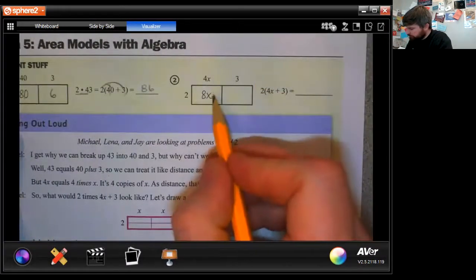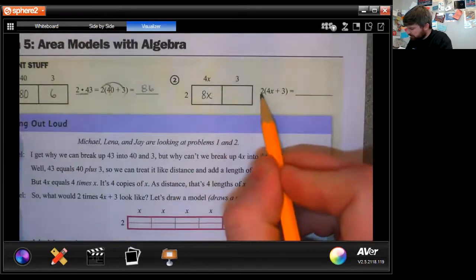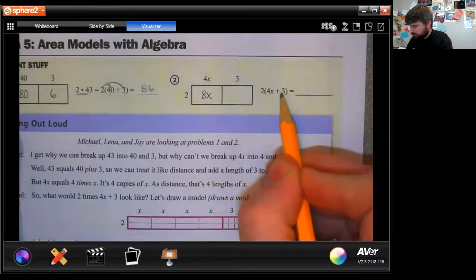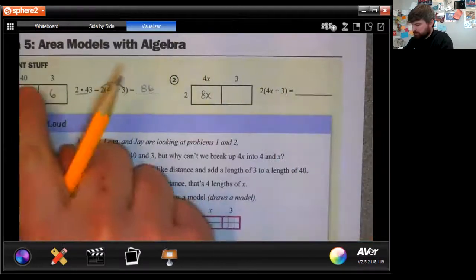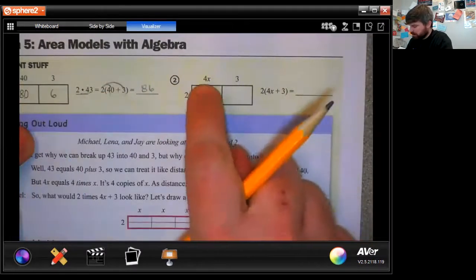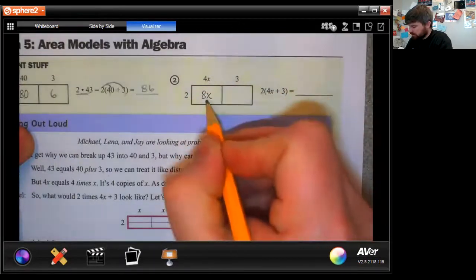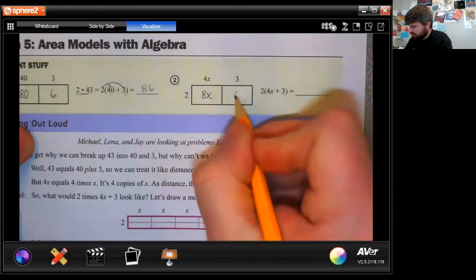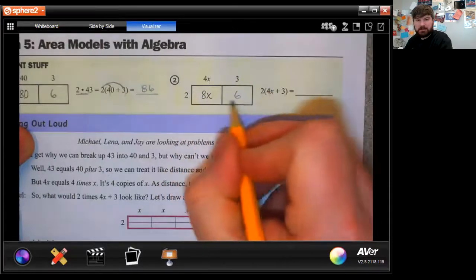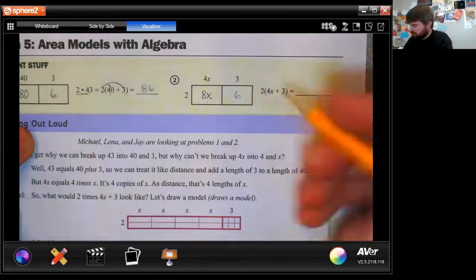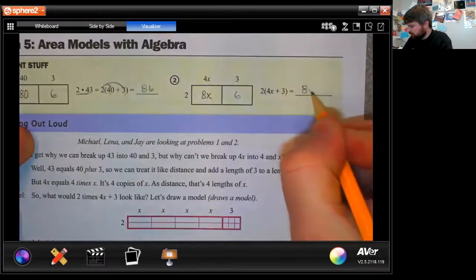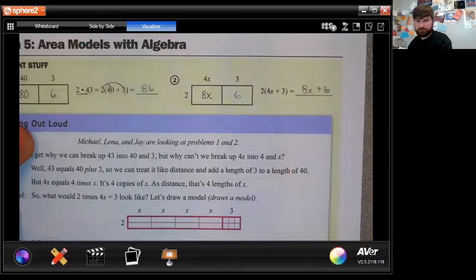Number 2, you can look over here. We've got 2 times 4x plus 3. Now, it doesn't matter what this is. We can set it up like the 40 plus the 3. So 4x and 3, you have 2 times 4x, which is 8x, and 2 times 3, which is 6. But you can't add these together because one has an x and one doesn't. So you just put 8x plus 6.